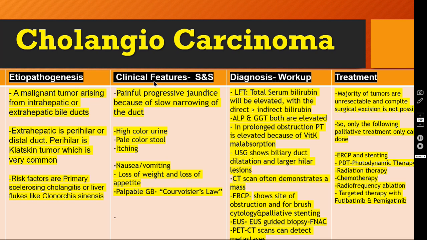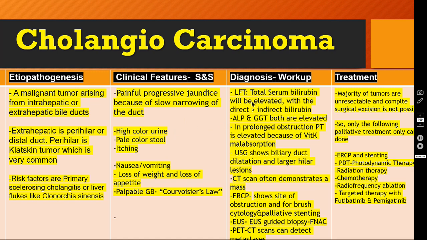Coming to the clinical features, patient will have painful progressive jaundice, because in carcinoma head of the pancreas it is painless progressive jaundice. Here it is painful progressive jaundice. Because of slow narrowing of the duct, patient will have high color urine, pale color stool and itching. Nausea and vomiting will be there. Loss of weight and loss of appetite is there. There is a palpable gallbladder because obstructive jaundice is not because of gallstone.